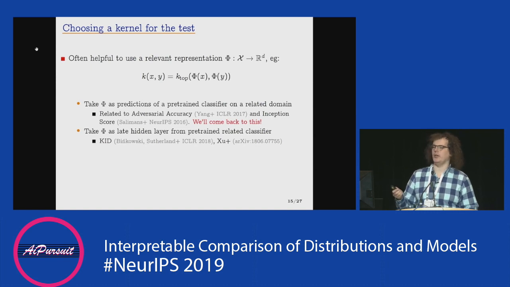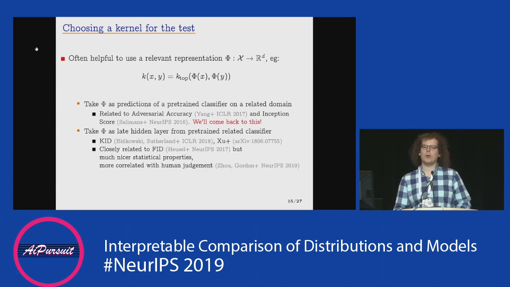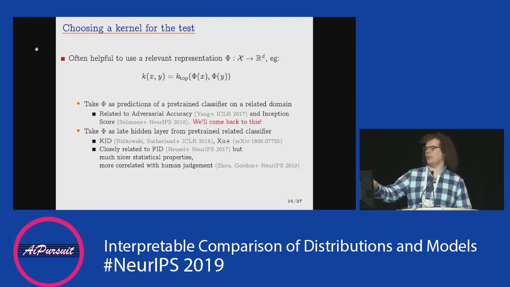There's a very related notion in this paper by Xu et al. That was simultaneous. And this is very closely related to the FID score that Arthur mentioned earlier, which I'm not going to go into, but it's essentially this, but you estimate Wasserstein instead of estimating the MMD.